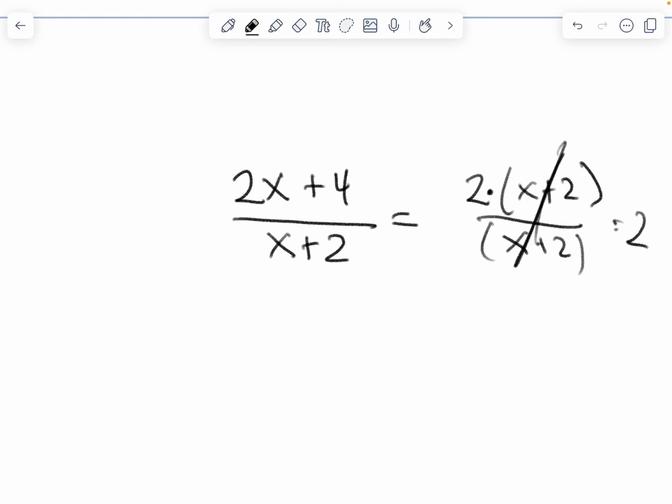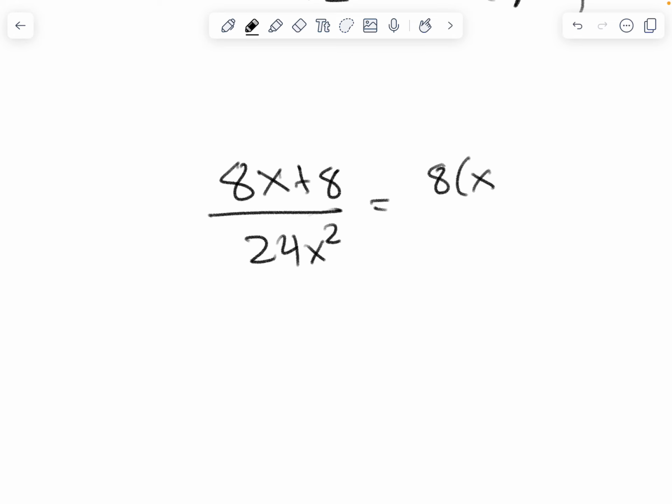Okay, so let's do a couple questions like you're going to see on the quiz. I want you to do these first. So go ahead and pause the video and simplify this. Okay, hopefully you've worked that out on your own. We're going to factor out an 8 on top. And on the bottom, 24 is the same thing as 8 times 3. X squared is x times x.